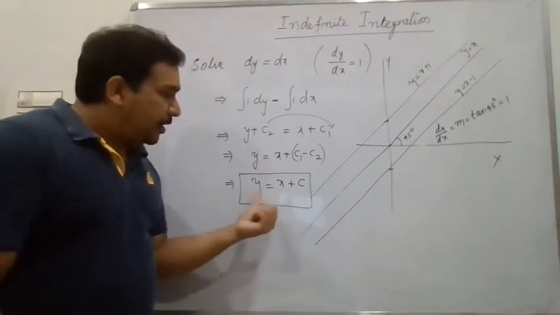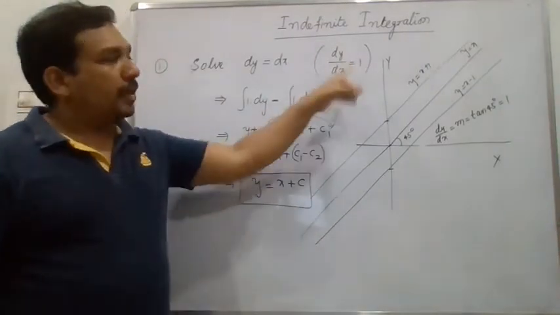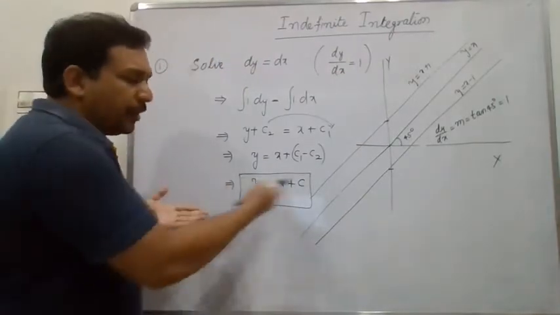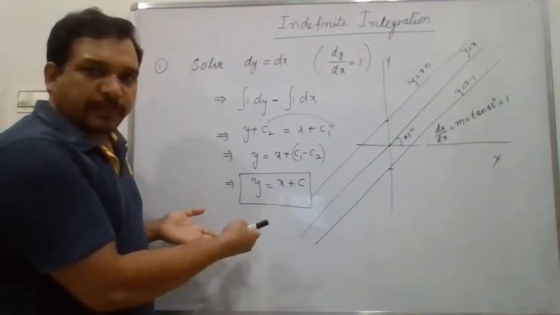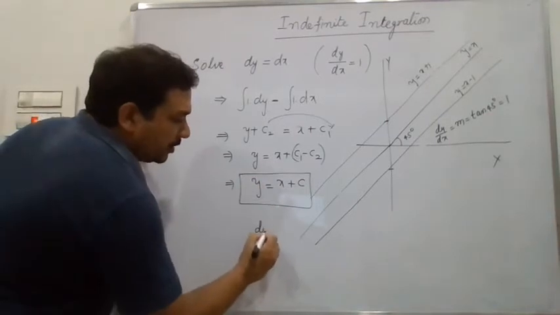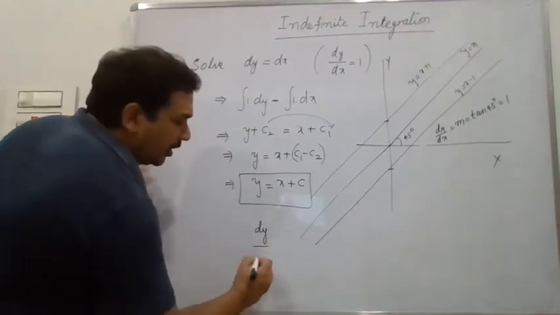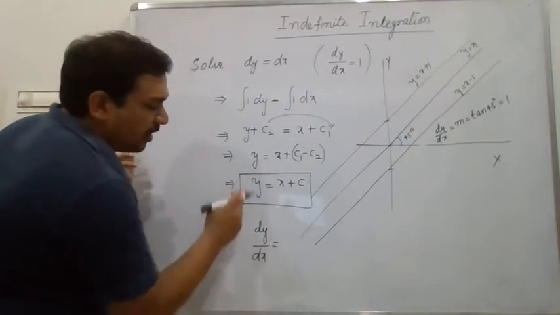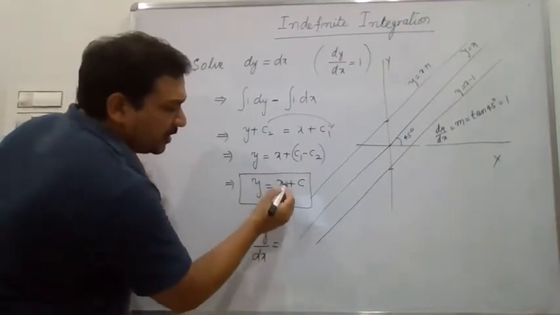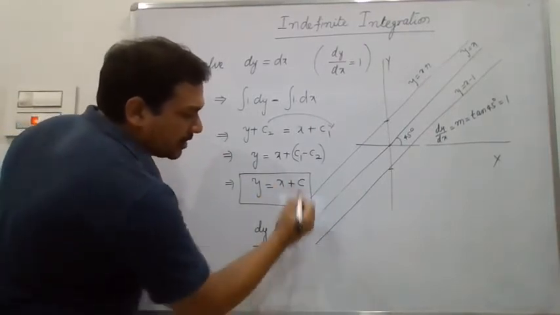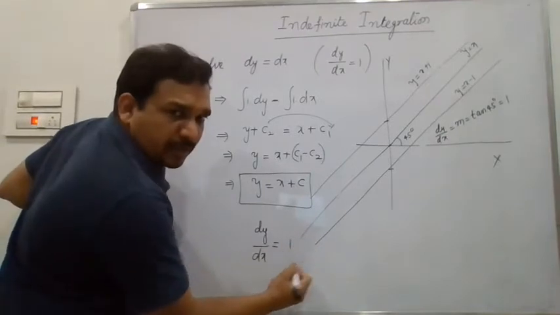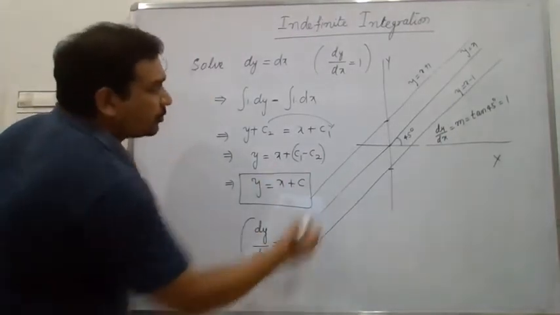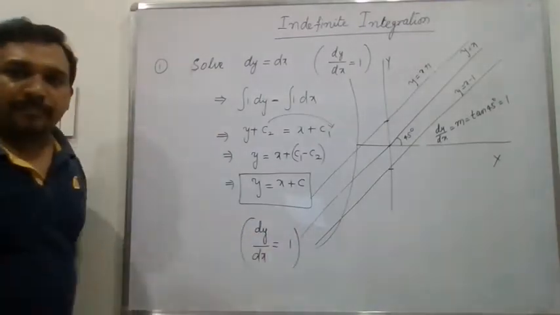The derivative of y is equal to x plus c is how much? 1. You can check: you can do the derivative on both sides with respect to x, just to check the answer whether it is correct or not. Derivative with respect to x: dy by dx, then dx by dx. Derivative of x is equal to how much? 1, plus derivative of constant is how much? 0. 1 plus 0 is 1. So that's what we got in the question.